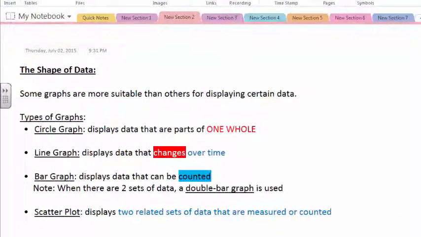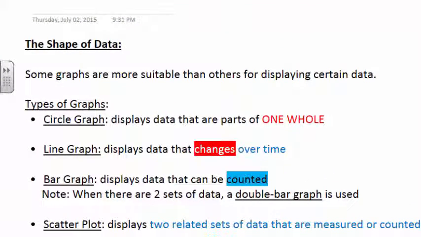Unit 5, Lesson 3. The title is The Shape of Data. So, to represent the data, we need a graph. Some graphs are more suitable than others for displaying certain data. So, we're going to study the 4 different graphs that we have, and we'll see when we can use each graph.